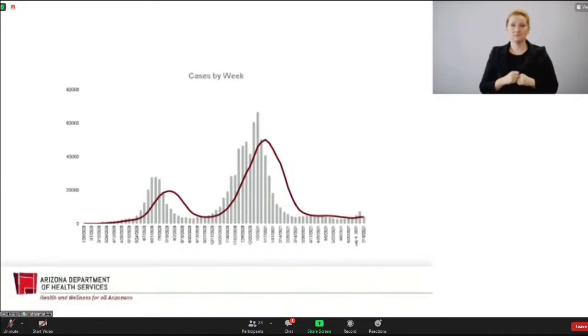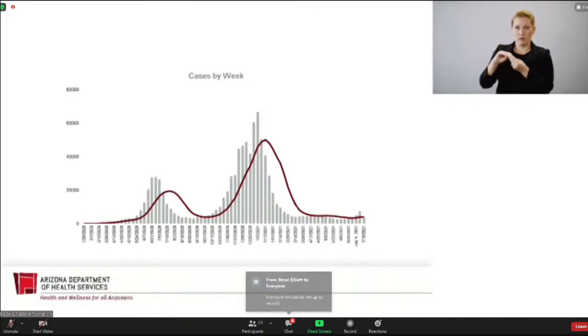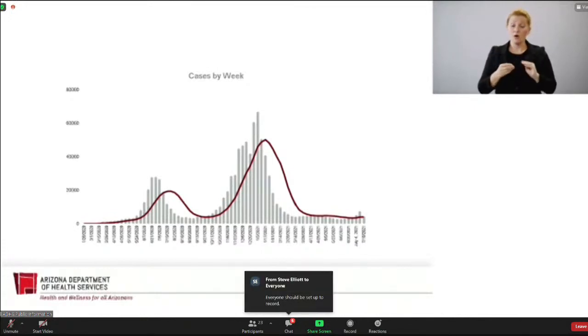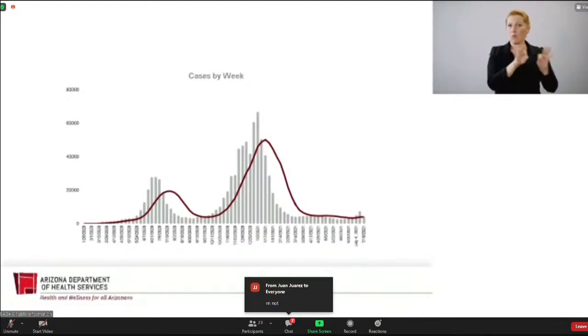Case numbers are one important component of disease surveillance for public health, but the severity of the disease, how sick it makes people, is another important metric that we monitor. For that, we use hospitalization data, which I'll share in a few slides.